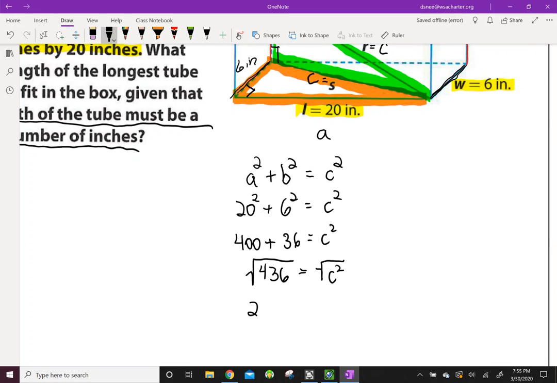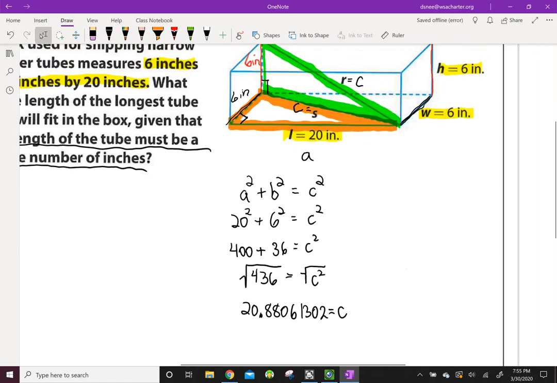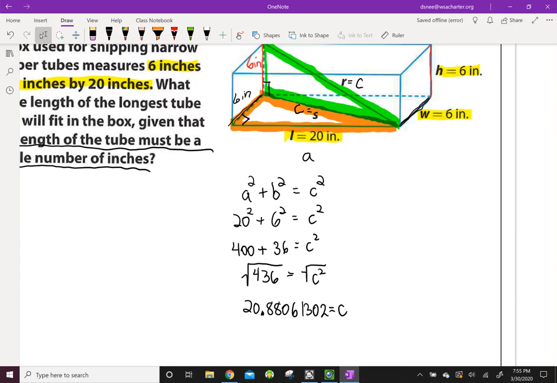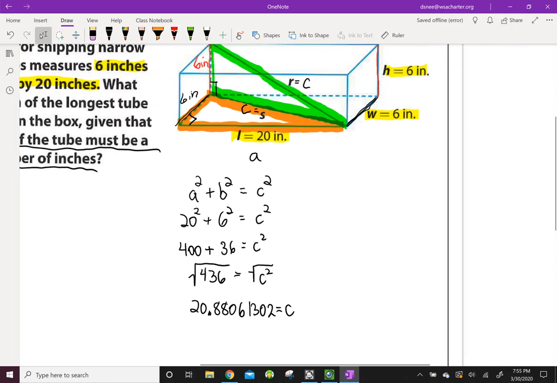Approximately 20.8806... 1302 is what's in my calculator here. I don't really want to get rid of that yet, because that side C is now one of my legs in my second triangle, right? So C is now going to turn into B. So I'm going to take that value and raise it to the second power.